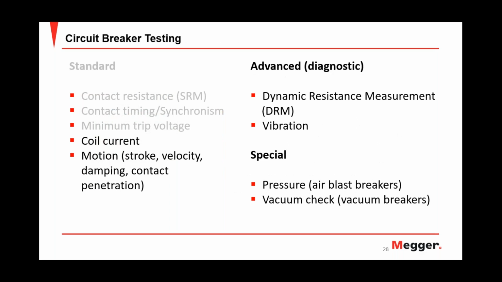So, as I said, we've gone through contact resistance, contact timing, and minimum trip voltage, and as standard and performed automatically by our circuit breaker analyzer, we have the coil current, and with the help of a transducer, we can measure motion parameters. Regarding coil current, this is somehow an overlooked test parameter, but automatic monitoring of the coil's current during operation and evaluating the results through comparison with previous or reference measurements is one of the most powerful measurements available in a test analyzer.